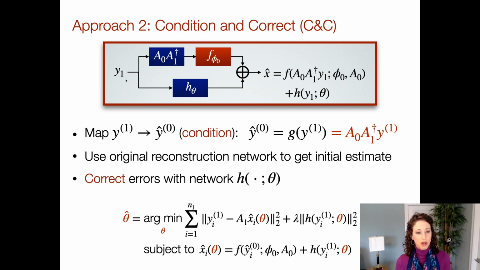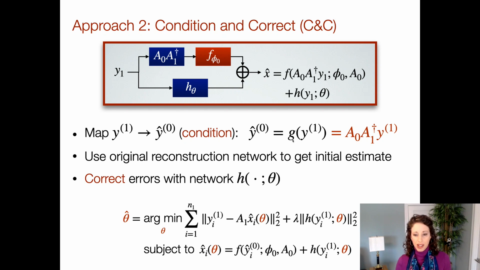So what we're going to do is take our measurement from our new system, and basically try to condition it, or map Y1 to what kind of measurement we might have had if we had been in our original measurement space. And then we'll feed that through our original reconstruction network. Now that's not going to be perfect, because obviously there are some things that are lost in this mapping between measurement spaces. And so we're also going to train a correction network that's going to correct for whatever errors are resulting from this top branch here.